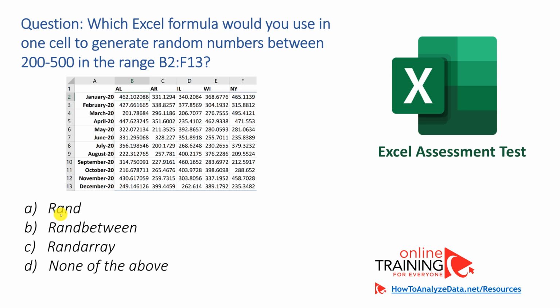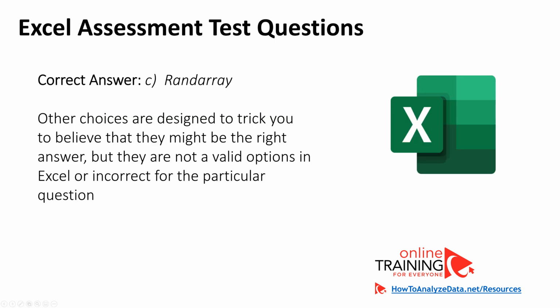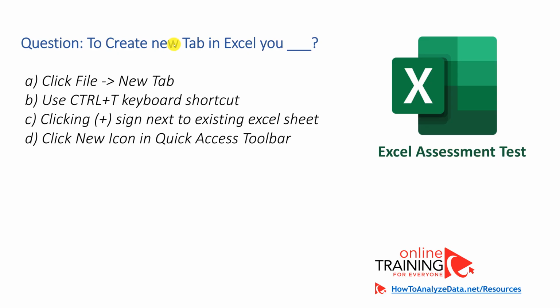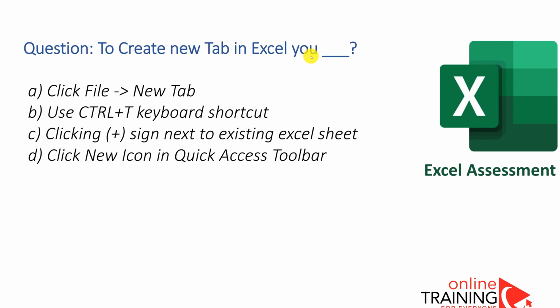You could probably consider other functions like RAND or RANDBETWEEN as valid choices to answer this question if there weren't a statement here to use one cell. Because RANDARRAY really expands: you put it in one cell and then it expands into the other cells to populate all the required values. So the correct choice here is RANDARRAY, and all other choices are designed to trick you.